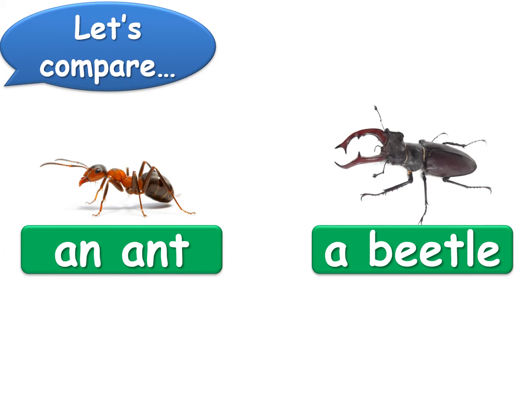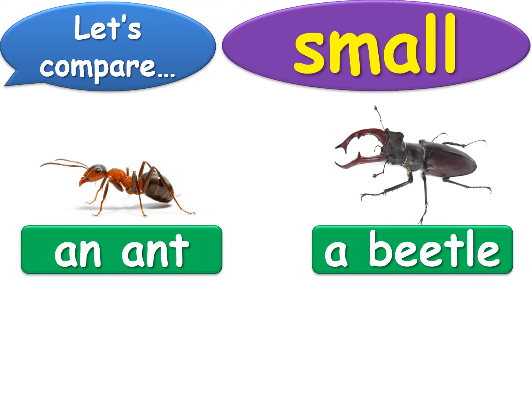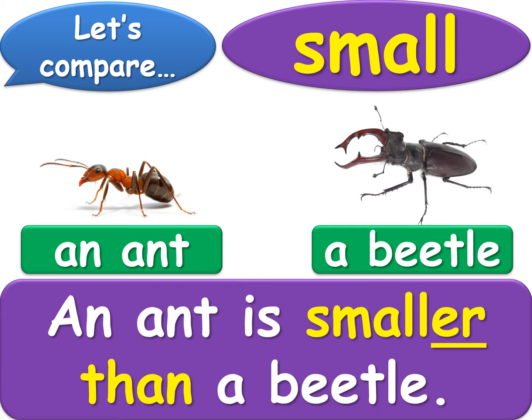Now can you compare an ant and a beetle using the adjective small? Go ahead and say an answer out loud. And you should say something like this. An ant is smaller than a beetle.